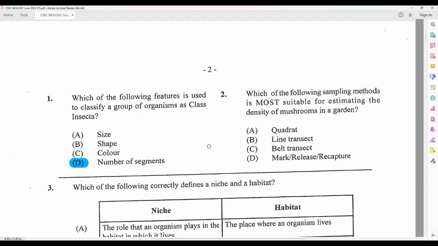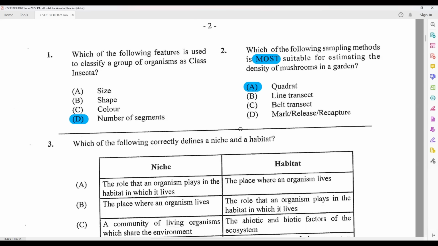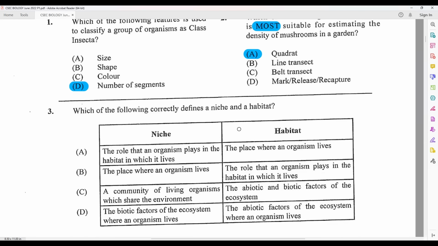Question 2. Which of the following sampling methods is most suitable for estimating the density of mushrooms in a garden? From the options they have given, the quadrat is the best to use. Which of the following correctly identifies a niche, which is the job or the role of an organism, and a habitat, the place where an organism lives? And that will make question 3 A.